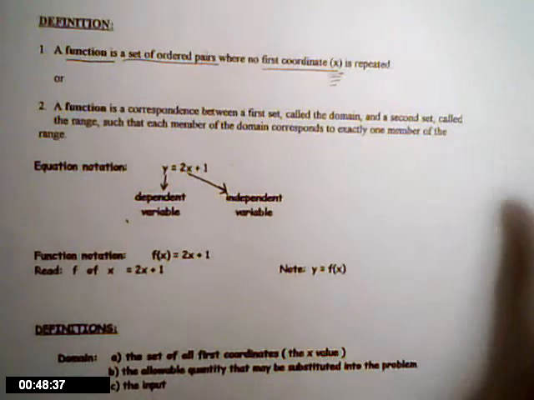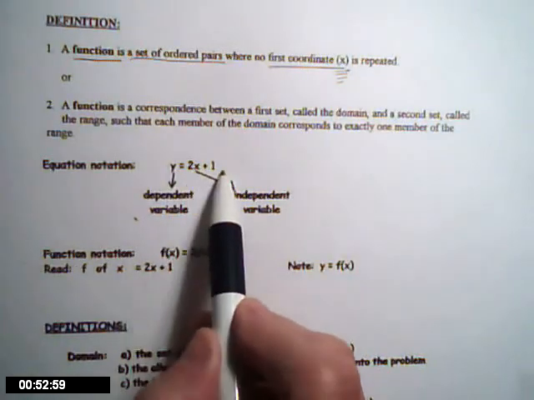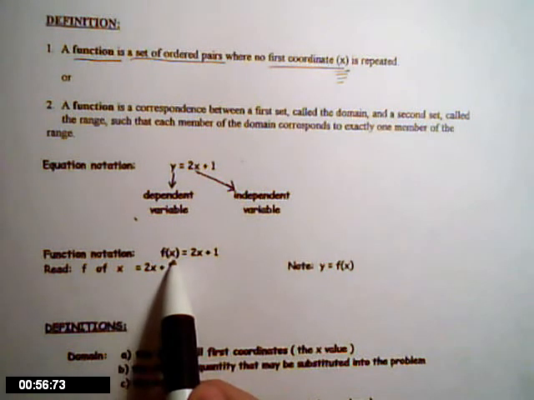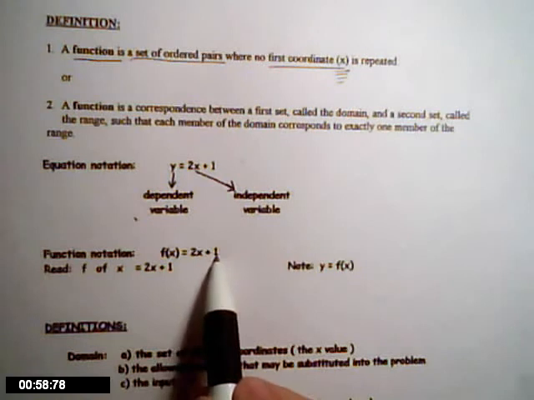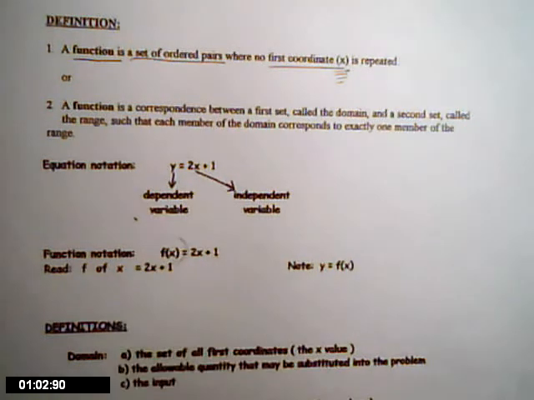We'll be using function notation, where we've been saying y equals 2x plus 1. You'll hear us begin to refer to this as f of x equals 2x plus 1. F of x has taken the place of y.